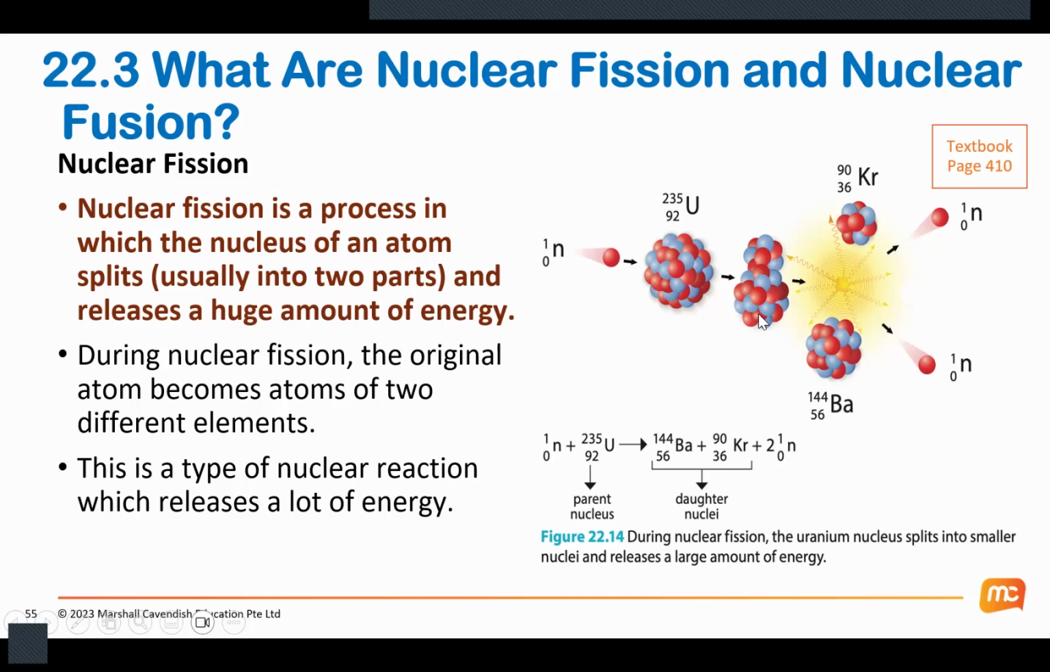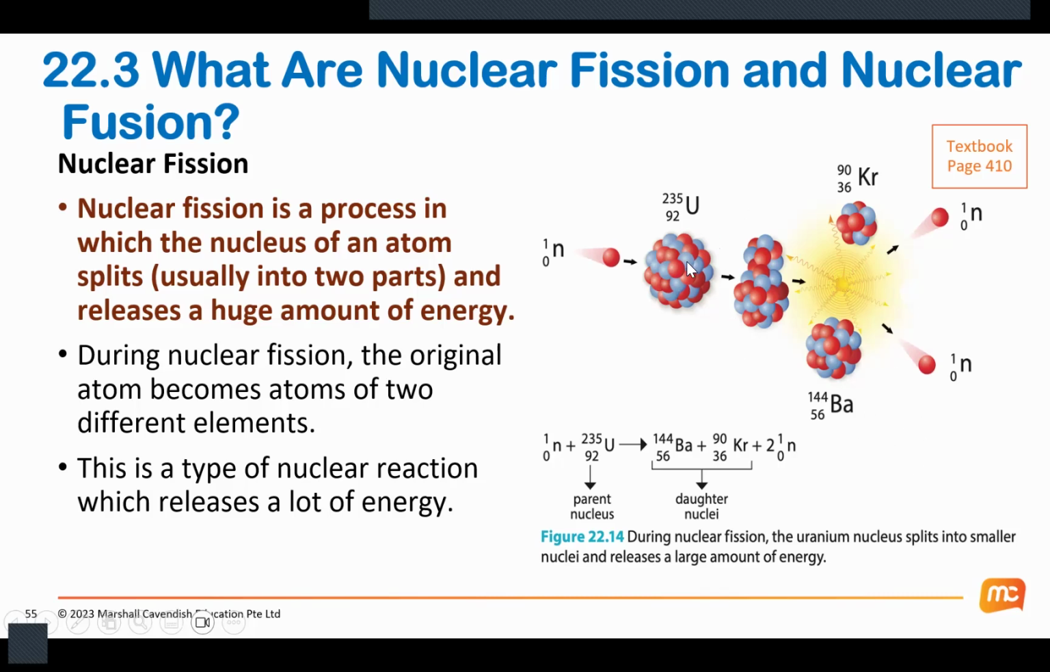And in the process of splitting up into two smaller nuclei, it also releases neutrons. These two smaller nuclei are this one, Kr and Ba. And in the process, it also gives out neutrons. It will in fact give out two neutrons over here. These neutrons will then continue to collide with the other uranium inside the reactor, and then the process goes on and on.